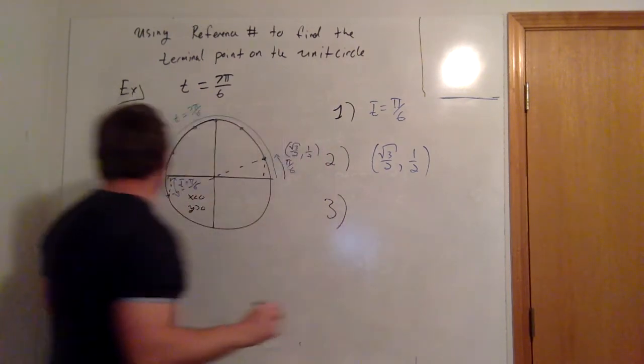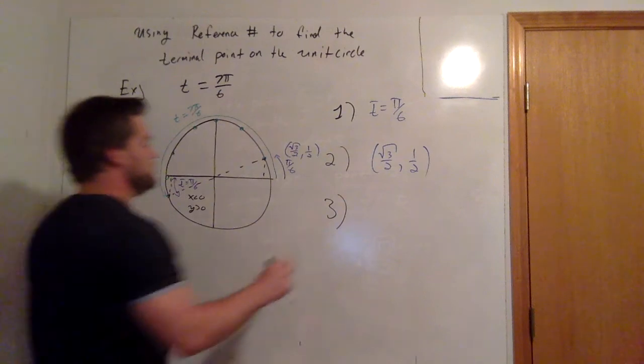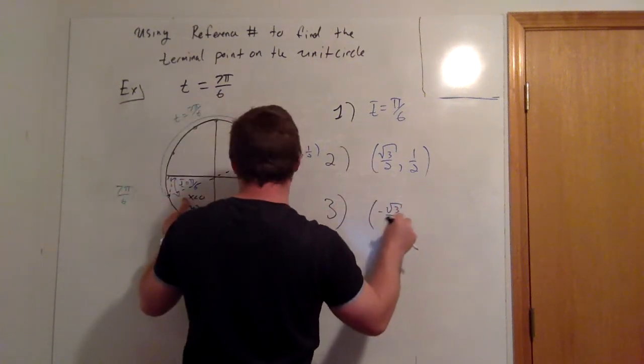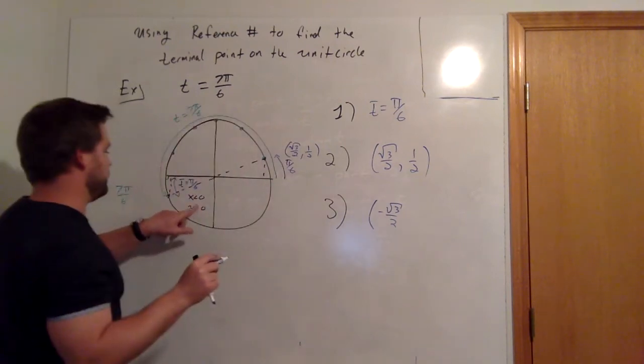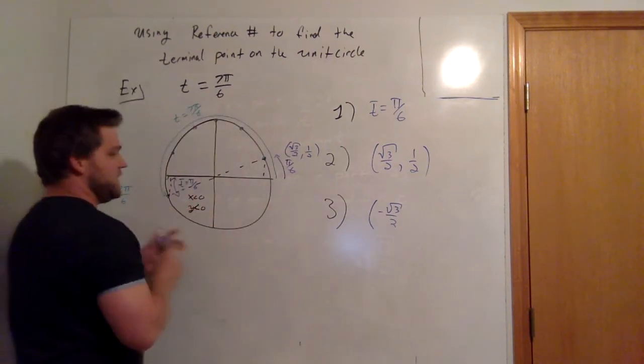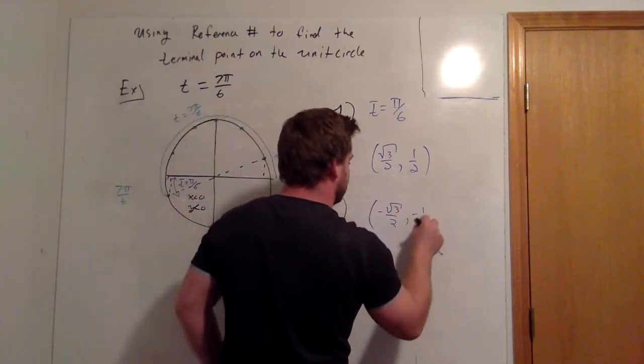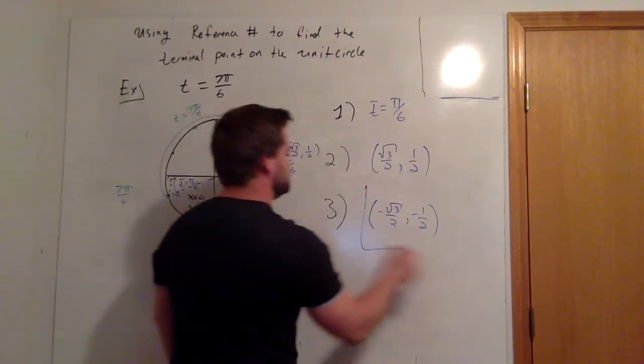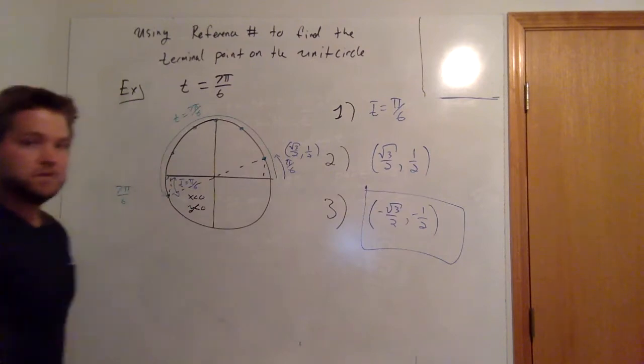So if I've traveled a distance of 7 pi over 6 around the unit circle, the x coordinate will now be negative, so it'll be negative root 3 over 2. Oh, sorry, the y coordinate is also negative here. And the y coordinate will be negative 1/2. So that's the answer. Let's do another one.